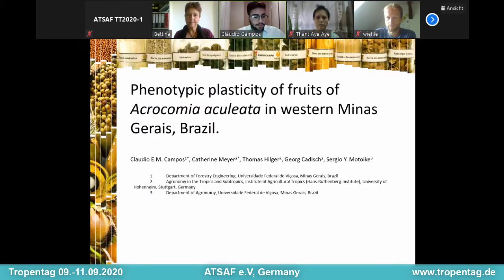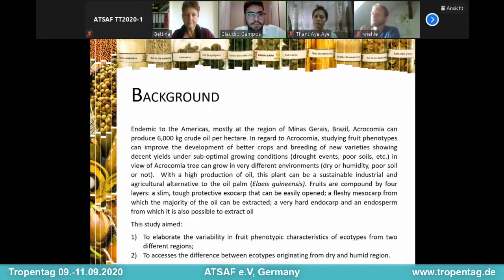So, my name is Claudio. I'm a forest engineering student here in Brazil, and I'm going to explain the phenotypic plasticity of roots of Acrocomia aculeata in Western Minas Gerais, Brazil. Endemic to the Americas, Acrocomia is an oilseed palm tree with a high oil productivity and agricultural advantage compared to Elaeis guineensis. Its fruits have four layers: a protective exocarp, a fleshy mesocarp, a hard endocarp, and an endosperm.